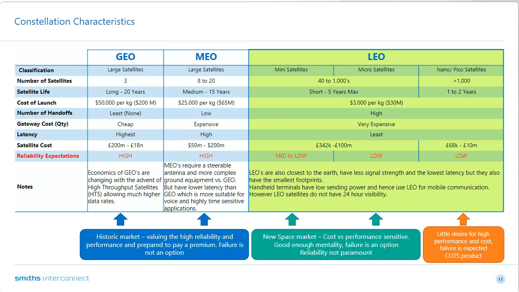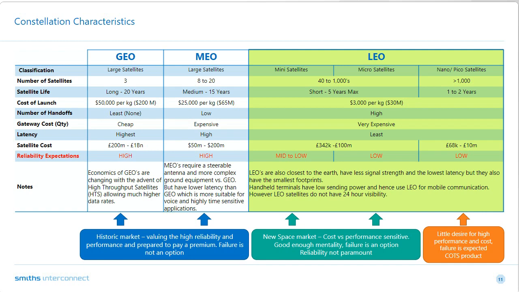Reliability aspects of components and sub-assemblies in these satellites are generally very low when it comes to additional testing requirements over a COTS product. The exception in this LEO segment is defense satellites and some commercial satellites, which require reliability based on the program. LEO satellites do not have 24-hour visibility and are normally used for mobile communication and tracking needs.